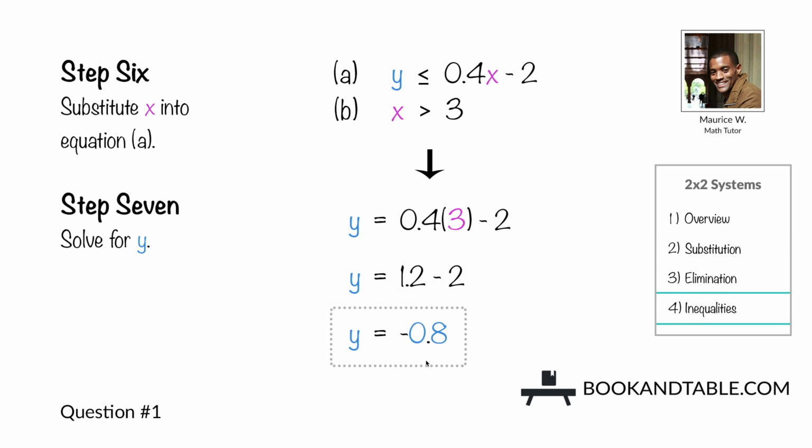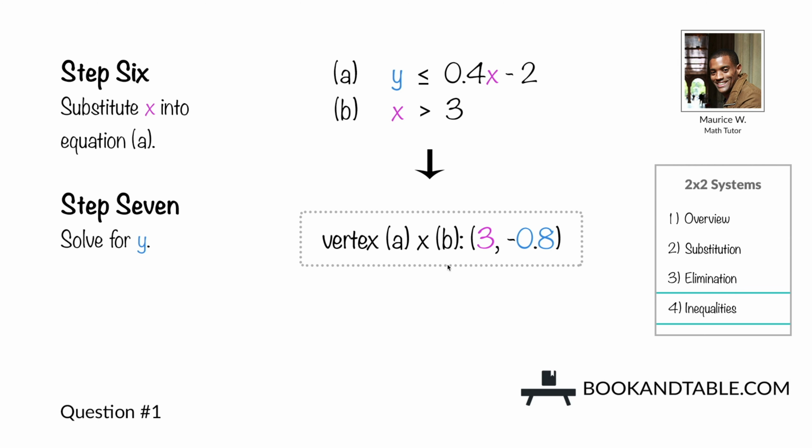And now that we know the y value, we know the vertex for A and B is where x is 3. Since that's the only x value where this line exists, it's a straight line up and down where x is 3. And it crosses at -0.8.